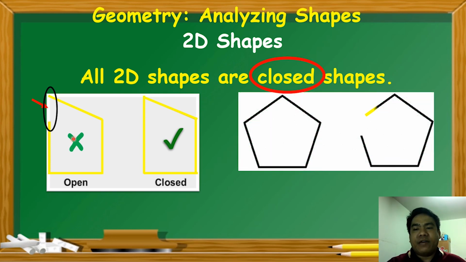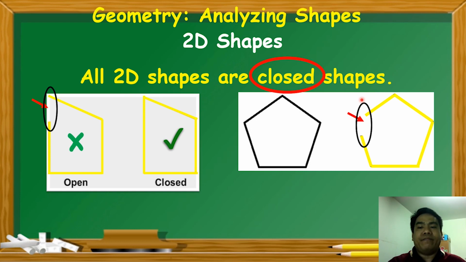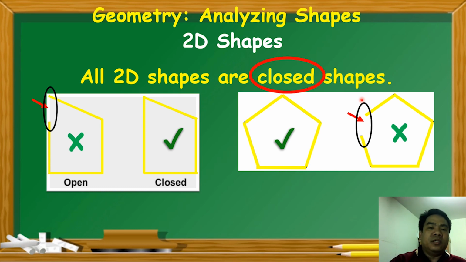Next, we have a pentagon. This one is open, so it is not a 2D shape. The other one is a closed shape, so this one is a 2D shape. So all 2D shapes are closed shapes.